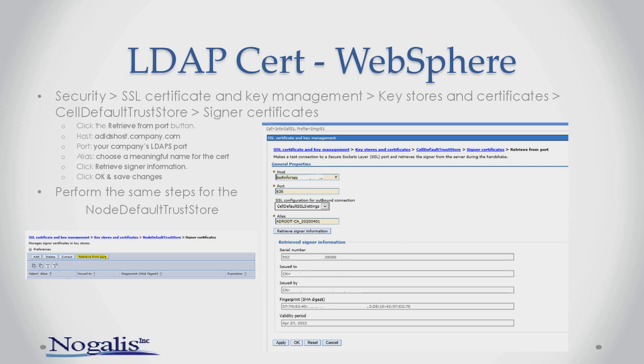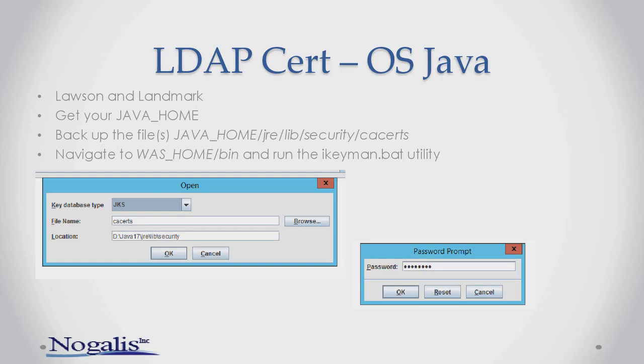And if it finds your certificate, which it should, all the stuff down on the bottom that's kind of grayish will populate automatically. And then you'll also see that it has a fingerprint that you can compare to the thumbprint on your certificate properties to make sure that it pulled in the right one. And then you just hit OK and save your changes and synchronize your nodes. And again, you're doing this both in Landmark and Lawson for both the cell default trust store and the node default trust store.